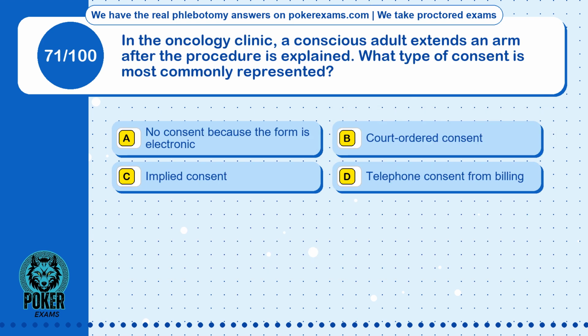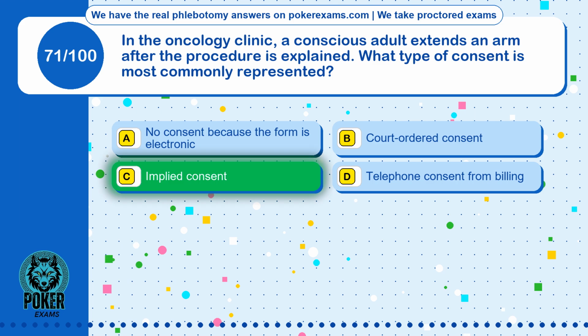Question 71. In the oncology clinic, a conscious adult extends an arm after the procedure is explained. What type of consent is most commonly represented? Option A. No consent because the form is electronic. Option B. Court-ordered consent. Option C. Implied consent. Option D. Telephone consent from billing.